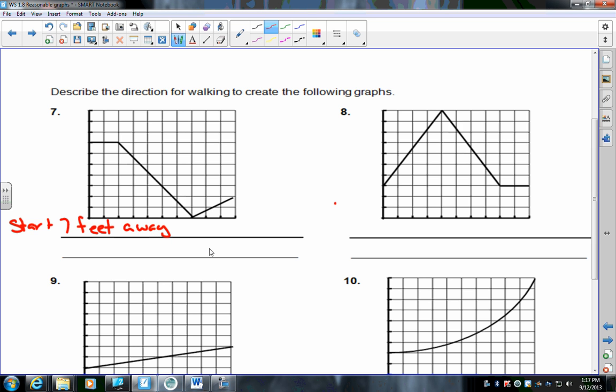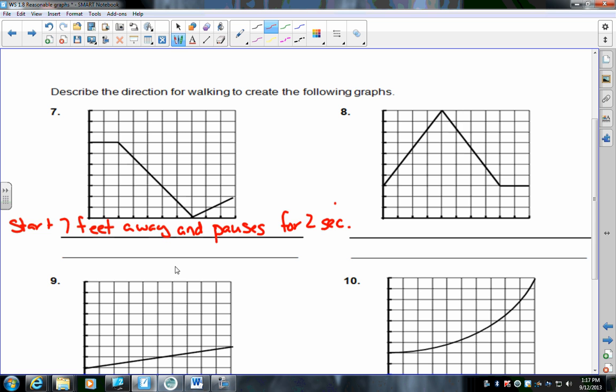What happens now? Is she going somewhere or staying, or what is she doing? She is paused for how long? 2 lines, or I'm going to make it seconds. So she's 7 feet away and pauses for 2 seconds.